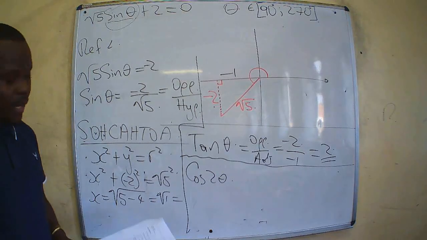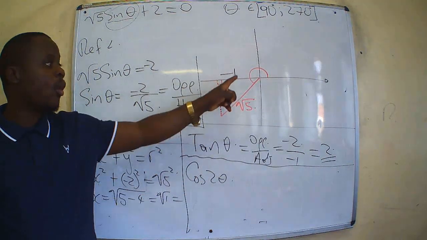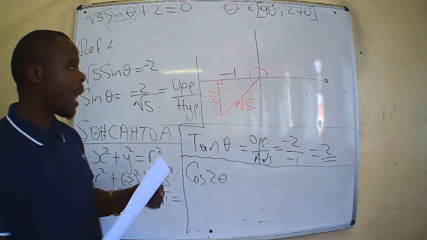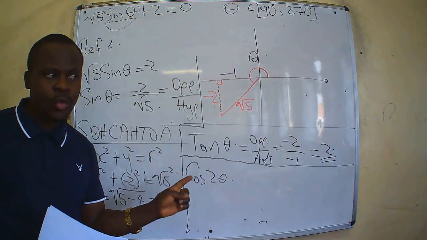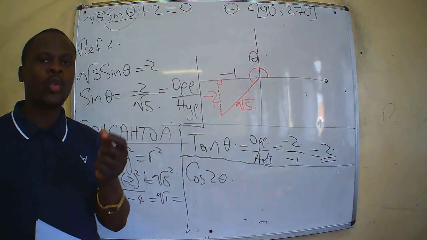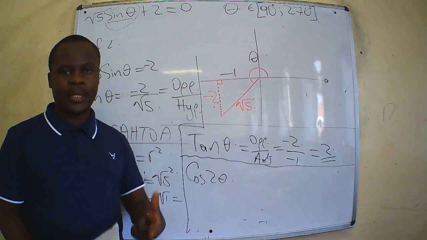Cosine 2 theta. Let's determine cosine 2 theta. As we can see, our angle is not 2 theta. Our angle is theta. So to determine cosine 2 theta, it means we are supposed to use the double angle for cosine. How do we use the double angle for cosine?